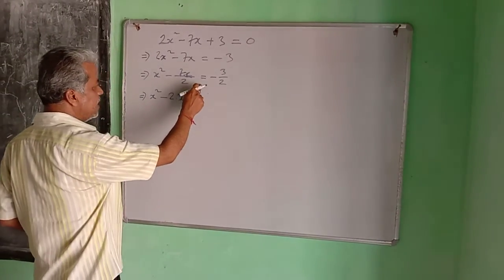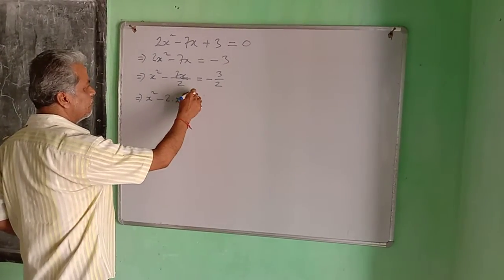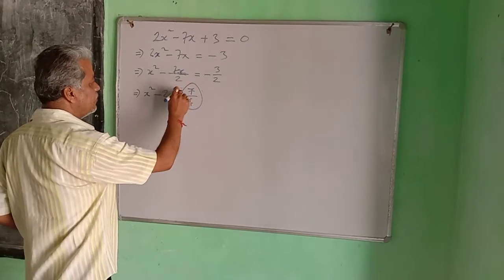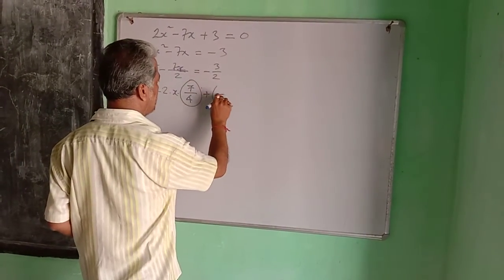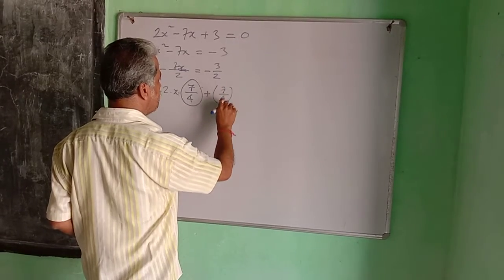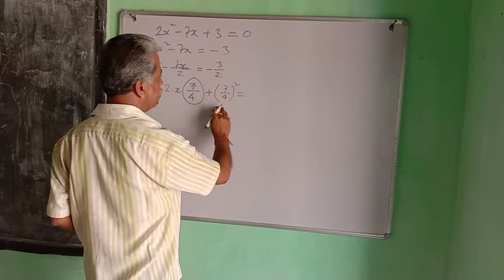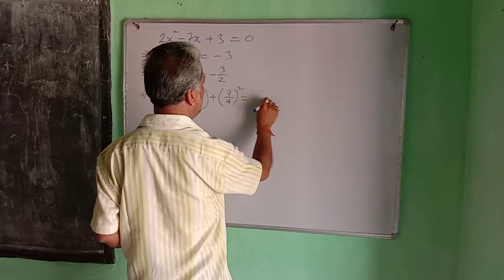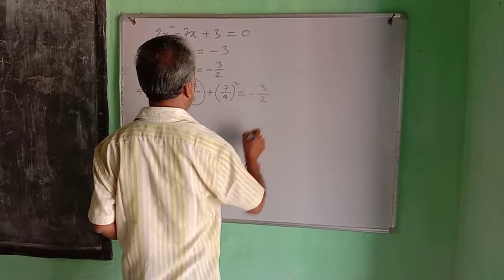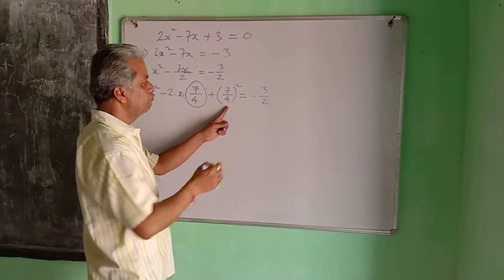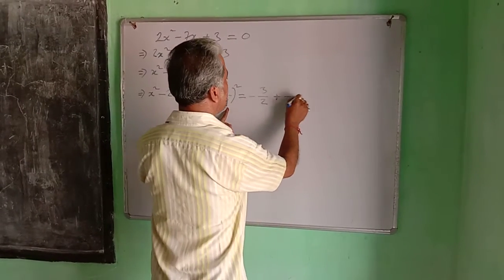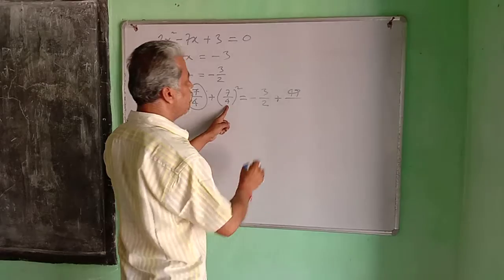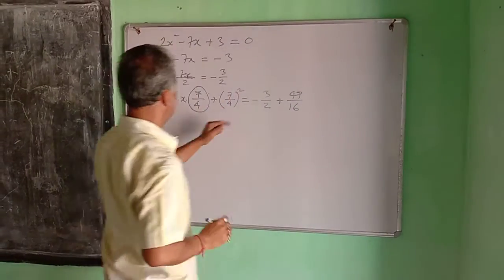So what is your b? Your b is this one, 7 by 4 is your b. So add the square, 7 by 4 whole square. So on the right hand side again we shall add this one.